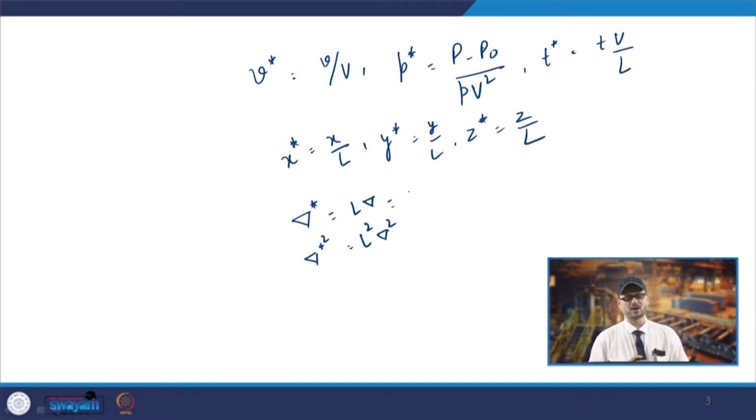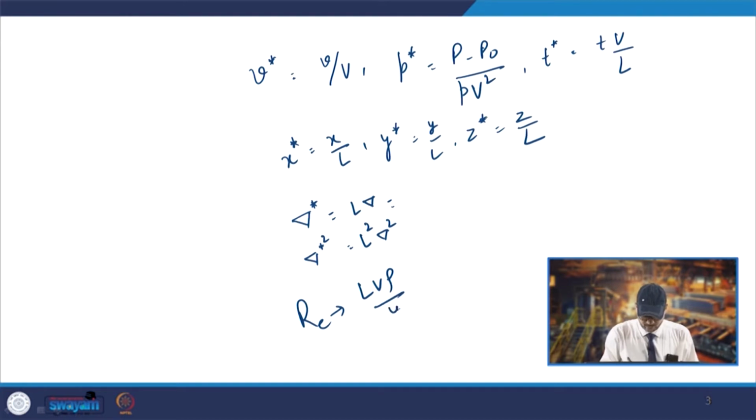Once you put them into the equations for continuity and momentum conservation, you get two dimensionless numbers. One is the Reynolds number, that is L V rho by mu, and then you also get the Froude number, that is V square by G L.